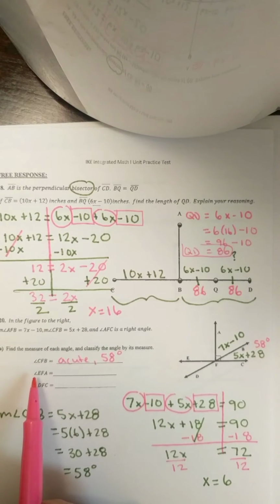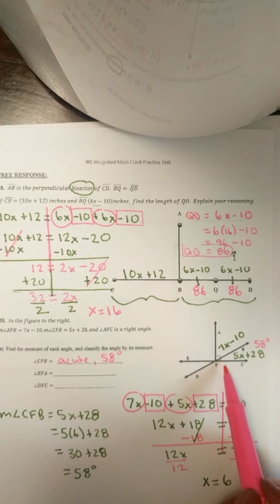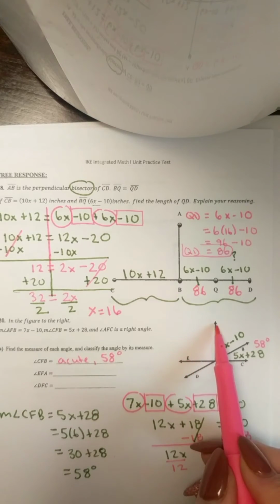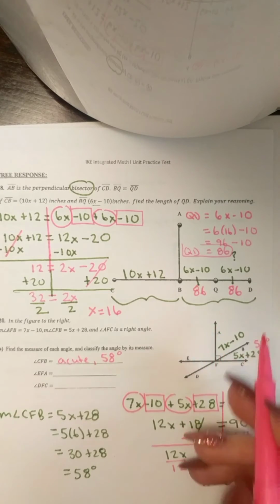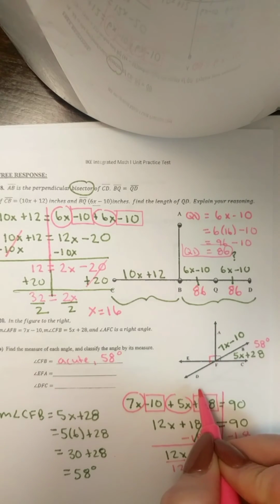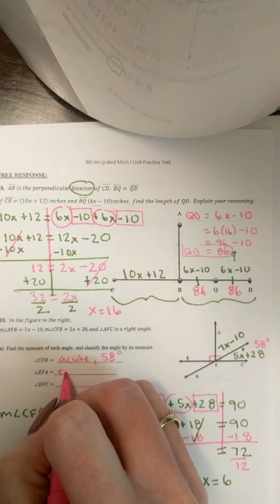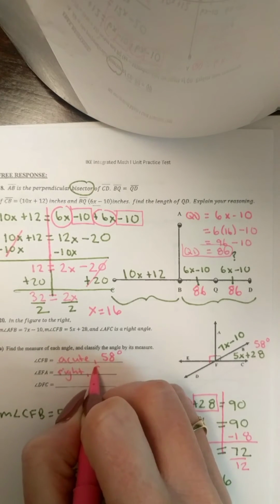Now we need to find angle EFA. Well, if this angle over here is 90 degrees, then this one has to be 90 degrees. So we would say a right angle, 90 degrees.